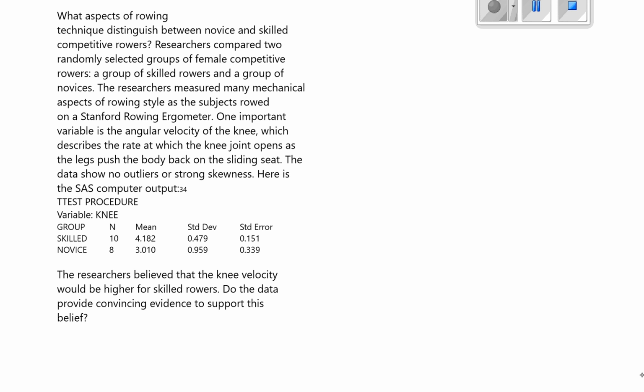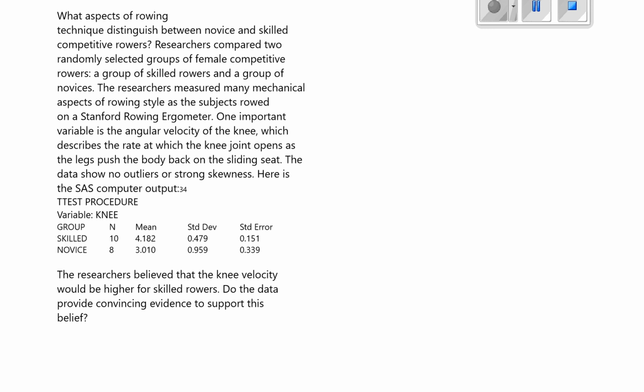Hi, today we're going to look at another two-sample t-test. The problem described here is about novice versus skilled competitive rowers, and researchers had randomly selected two groups of female rowers, a skilled set and then what they called a novice set.